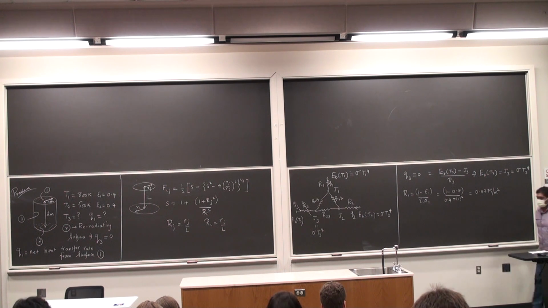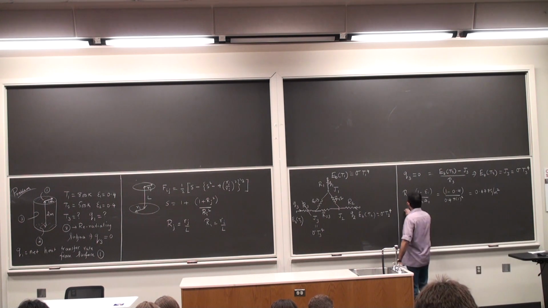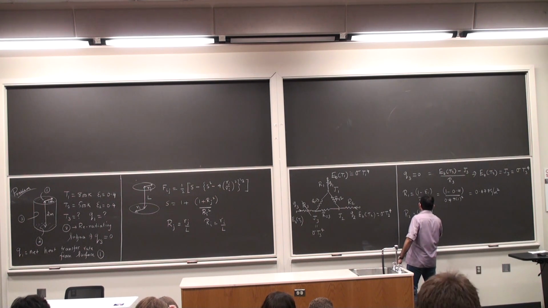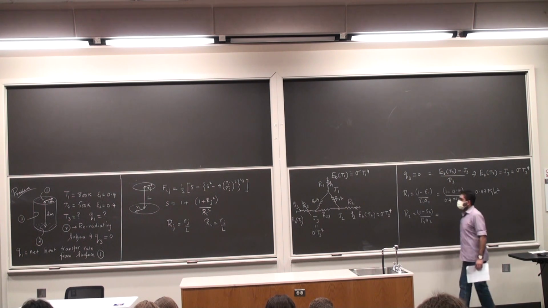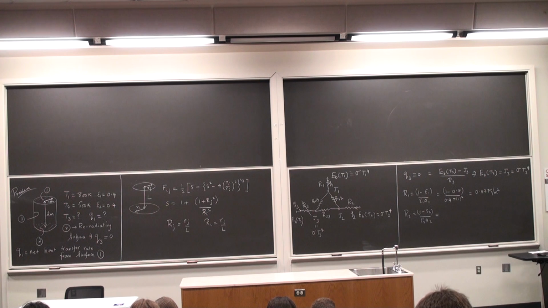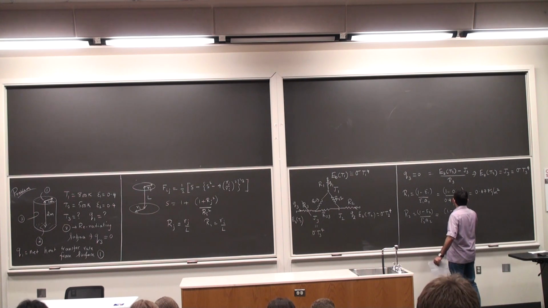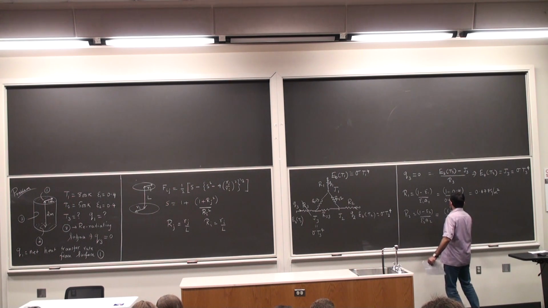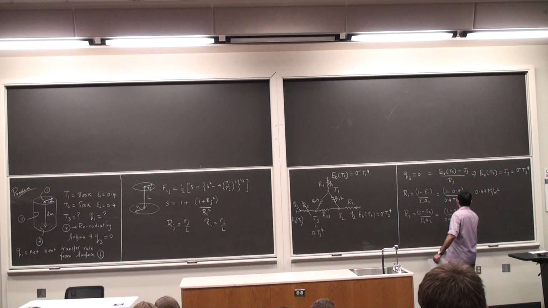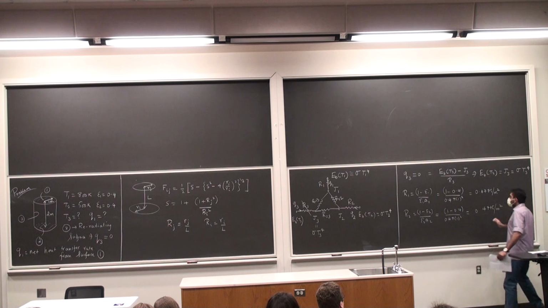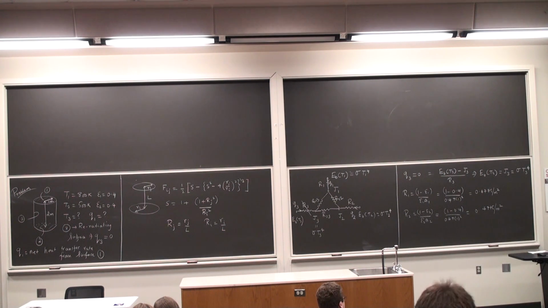R2, same formula. Surface resistances: 1 minus epsilon 2 over epsilon 2 A2. Substitute. A2 and A1 are the same. If I do the substitution, this ends up being the same value, obviously. Epsilon 2 is also the same. Which is 0.4775 per meter square.